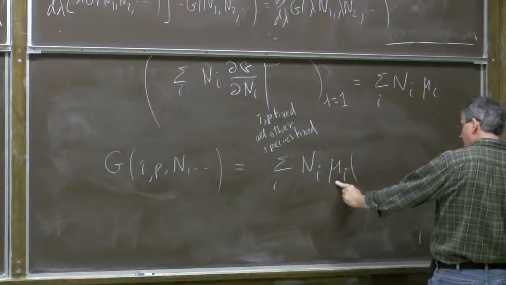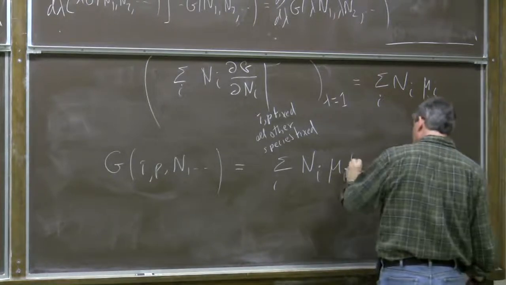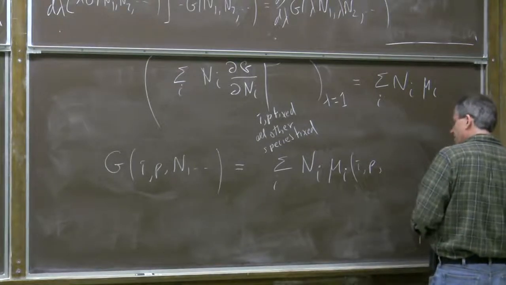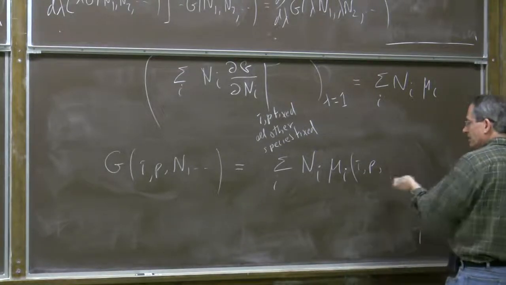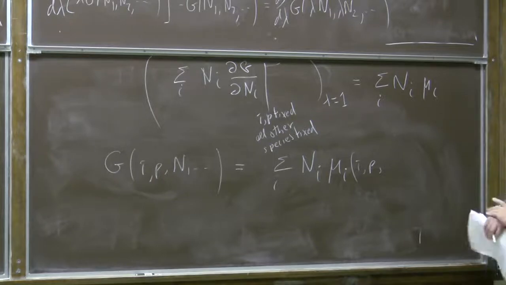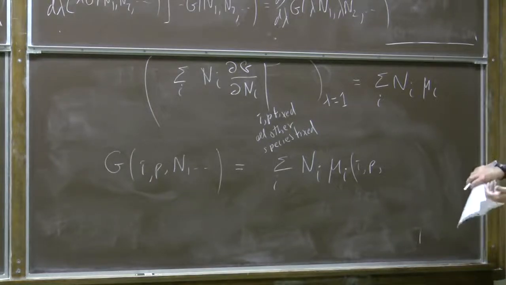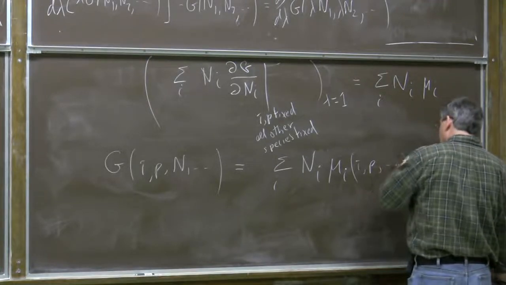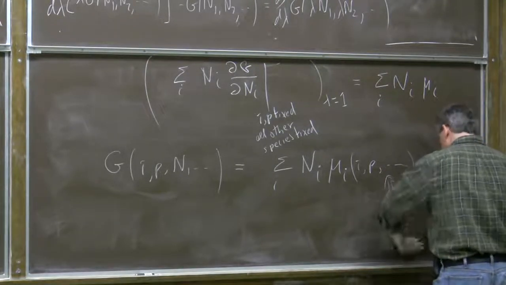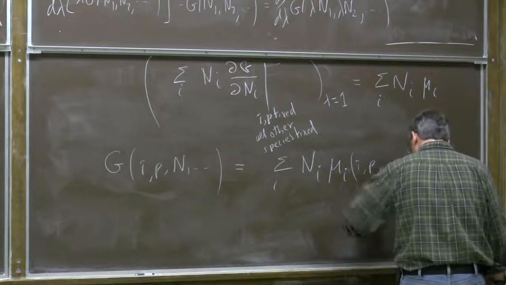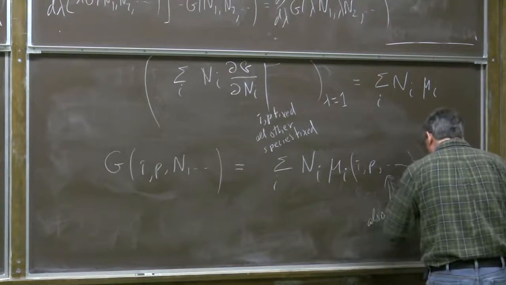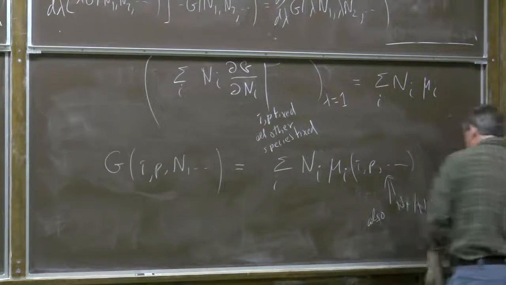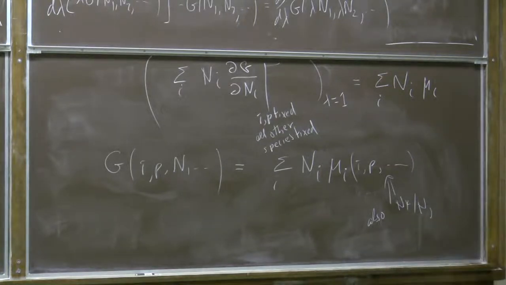This is an intensive quantity. It depends on the temperature and the pressure. It can also depend on something else which is independent of system size, but that could be any ratio of number of particles of different types. So I'll write... It can also depend on the ratio of number of particles of type K divided by type J.